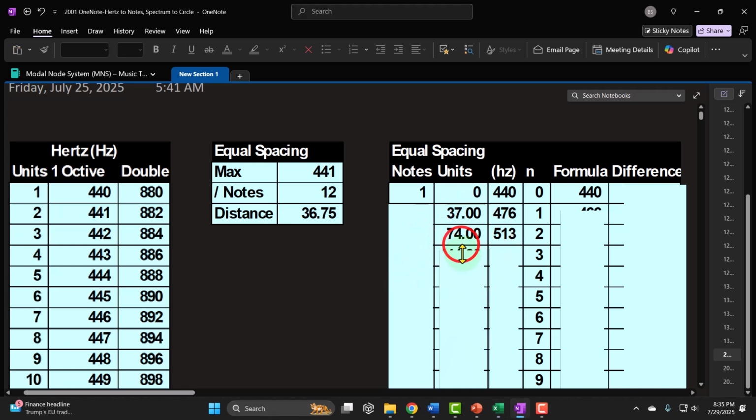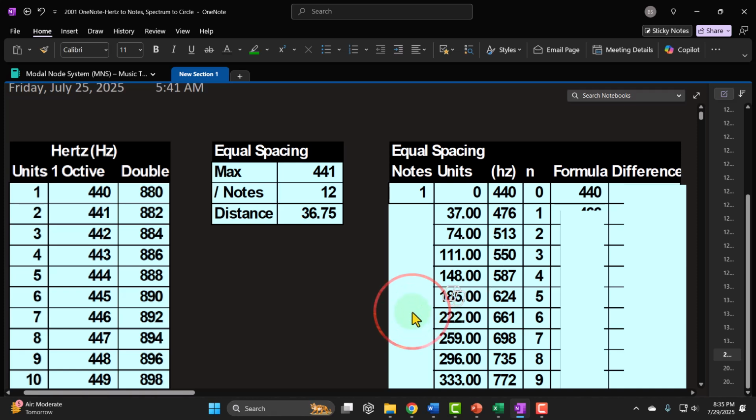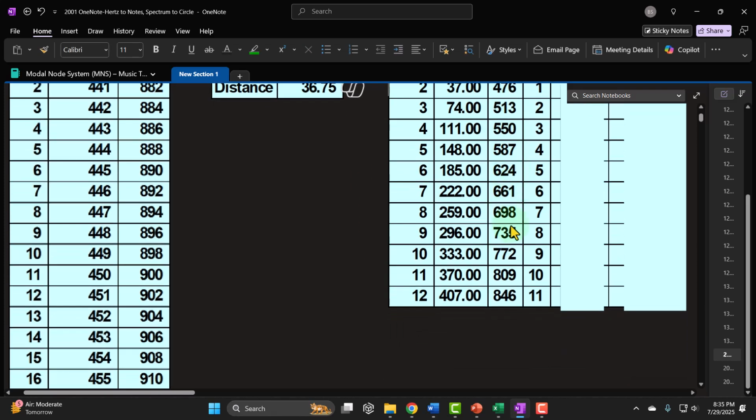If I go up 74 plus another 37, I get to 111. That would be the left-hand column, which would give me in hertz 550. And if I go up 111 plus 37, I get to 148. And so this would be the hertz. So you would think then, if I used even spacing, these hertz would give us our 12 notes.